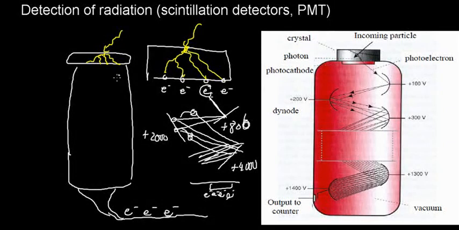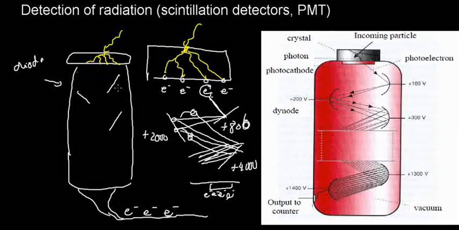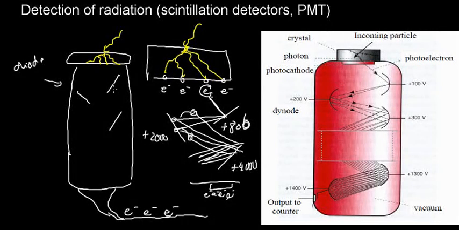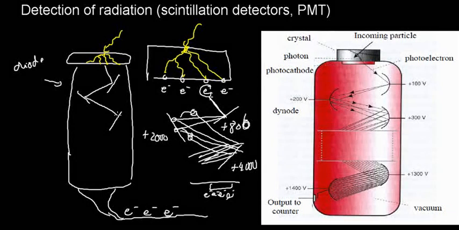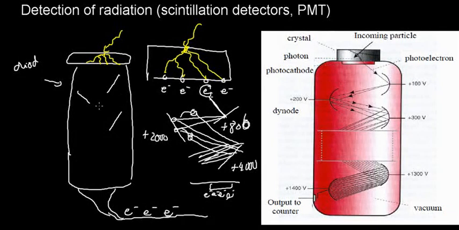So I'm going to have these plates, and these plates are called dynodes. And that's because they can function both as a cathode and as an anode, because they successively increase in charge. So they successively increase in charge, and then it gets to the very end.